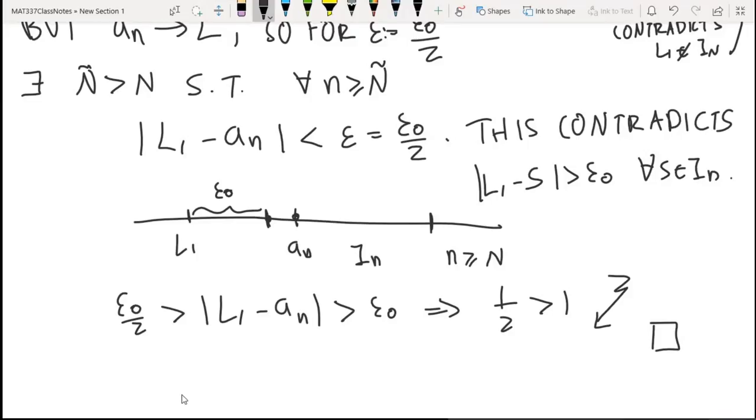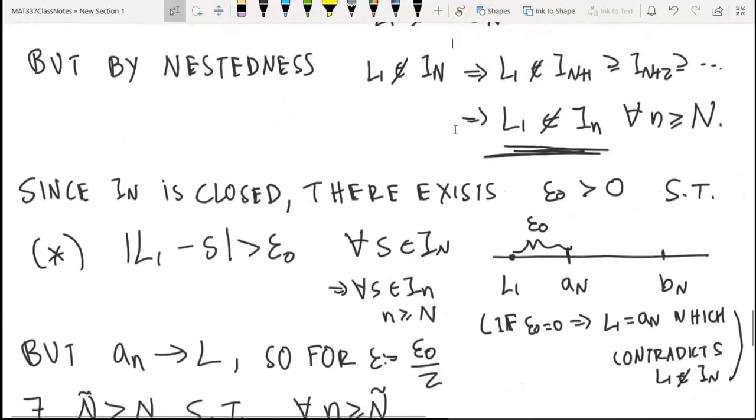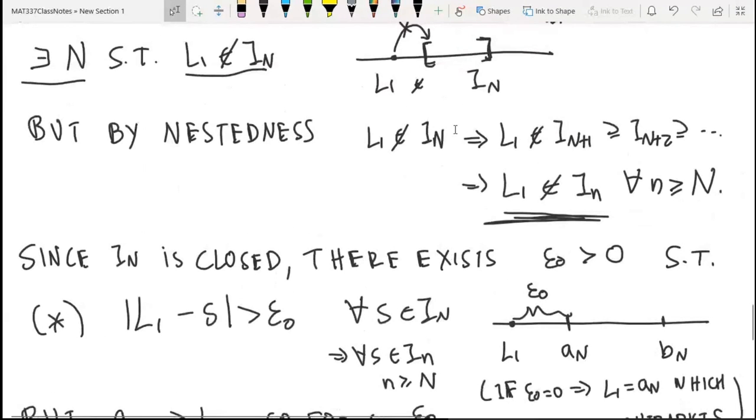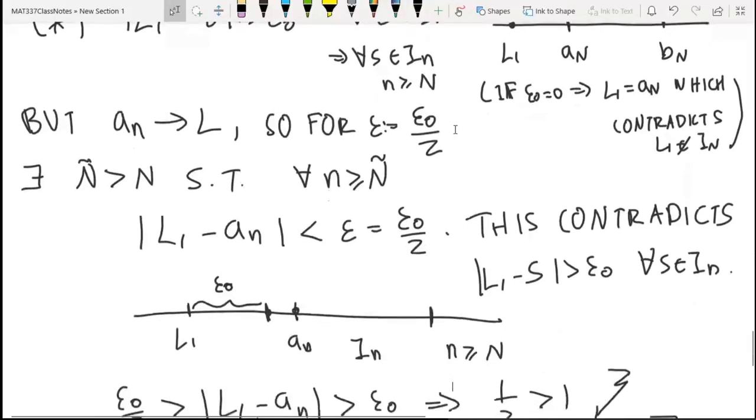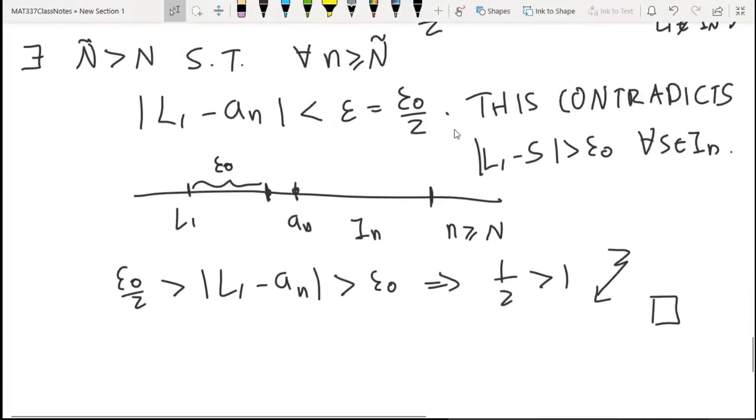Solid B IN plus 1 contained in IN minus 1. It's contained in IN. Did I write something else? Levon, that's exactly it. Inside here you have IN plus 1, IN plus 2. That's right. Okay. Good.